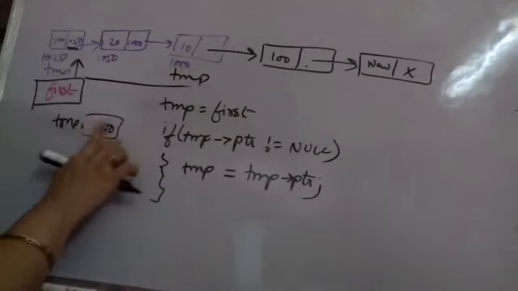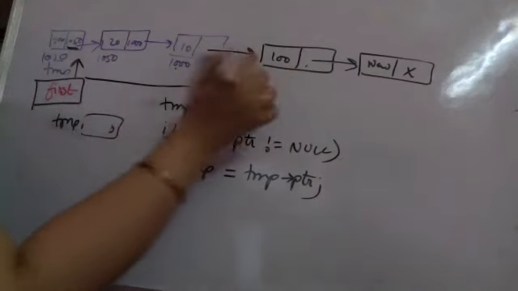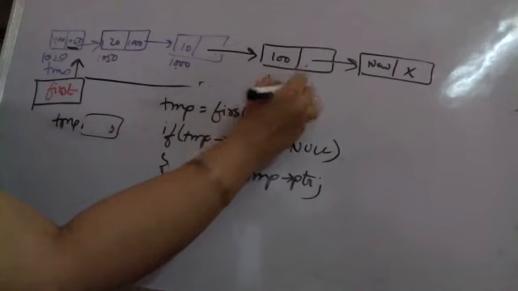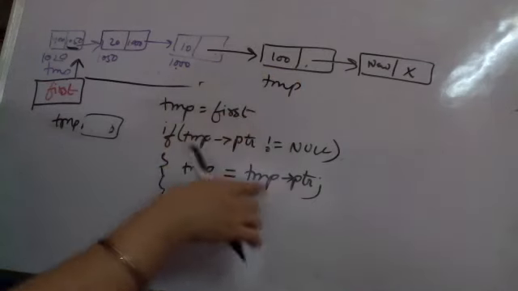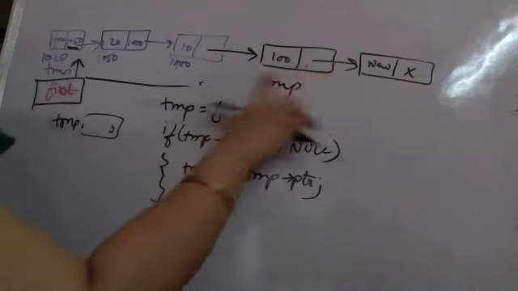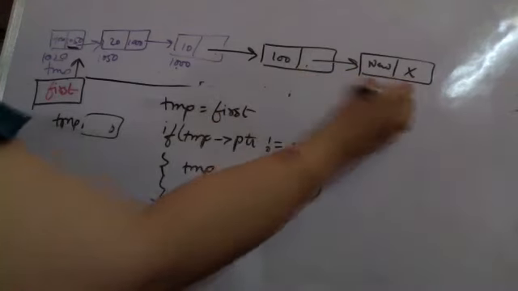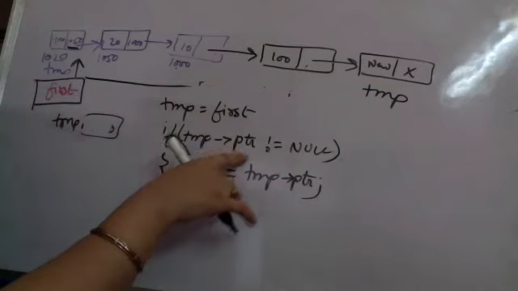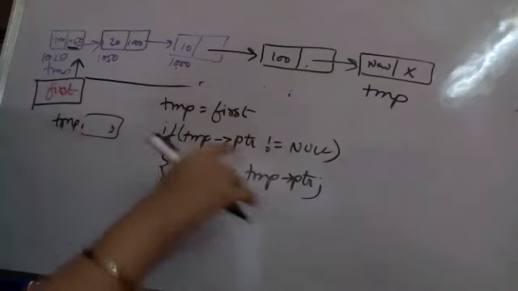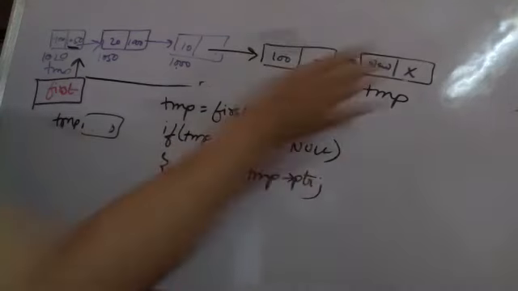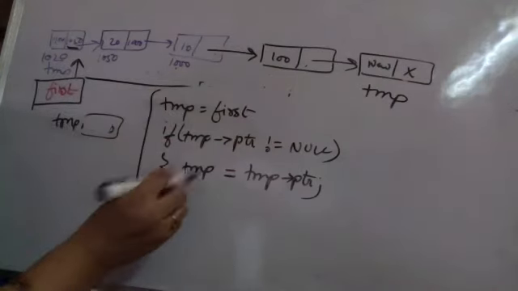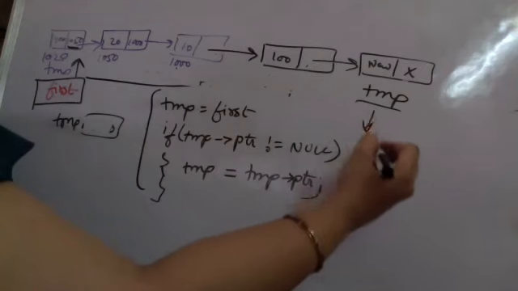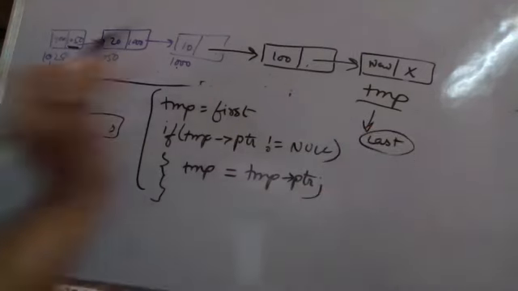Whatever it is pointing to, that is the value of temp. So now this becomes temp. Again check temp pointer is still not null. Temp is equal to temp pointer. So this becomes temp. Now I am checking, is temp pointing to null? Yes. Temp pointer जो है वो null है. I will come out of this. Traversal finish हो गया. Now temp is pointing to the last element in the list. This is the last element.